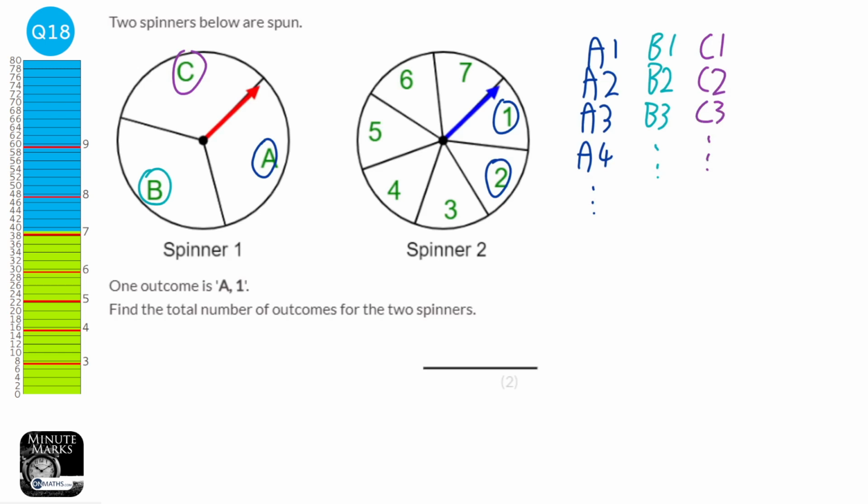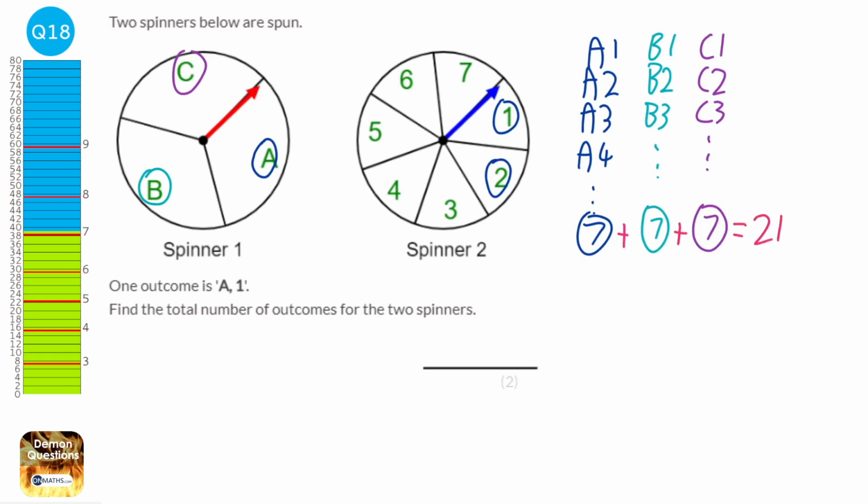So how many combinations are there with a? Well, there's going to be 7 because there's 7 numbers. How many with b? Well, there's also going to be 7. And how many with c? Well, there's also going to be 7. So in total, there's going to be 7 plus 7 plus 7, which is 21. And the way I can work that out easily is work out how many combinations there are with spinner 1. Well, there's 3. How many combinations there are with spinner 2? 7. And we just times the 2 together. 3 times 7 is 21.